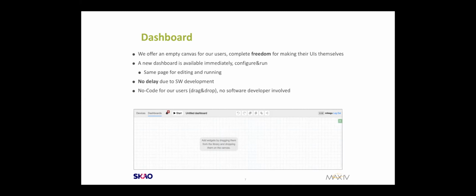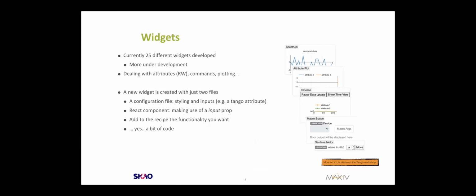And for that, we currently provide 25 different widgets. But of course, we have more under development. They mostly deal with Tango attributes, like read and write attributes. Sometimes we combine several attributes into one widget. For example, for a motor, we can execute commands. We can plot attribute values of different data types. We also can show the state changes on a Tango device over time, etc.